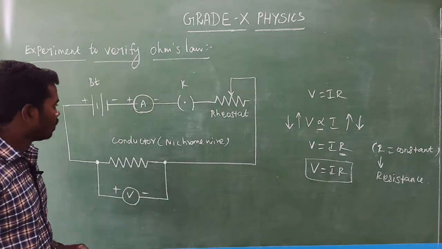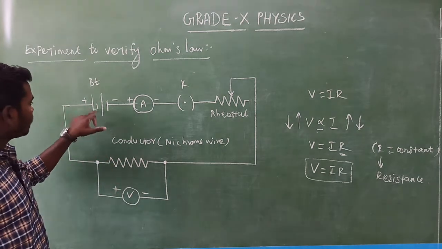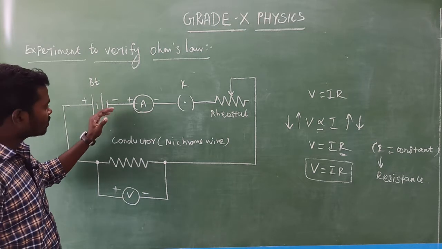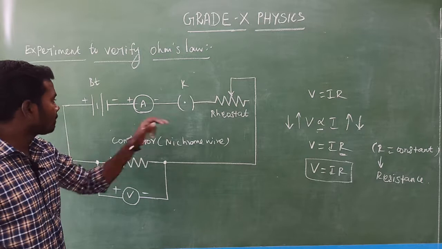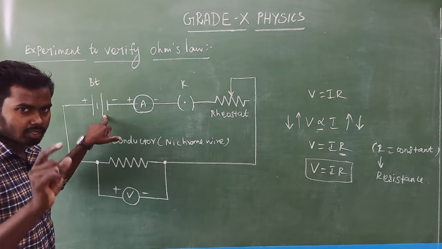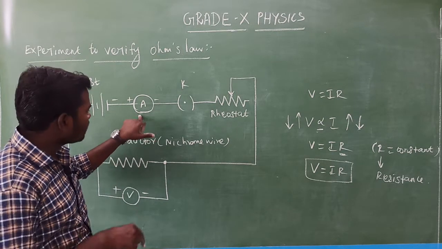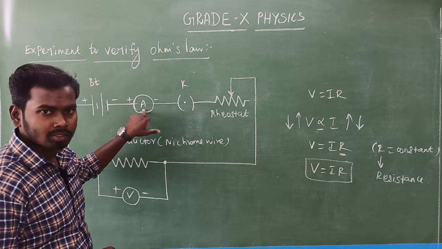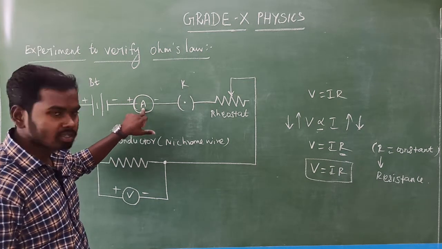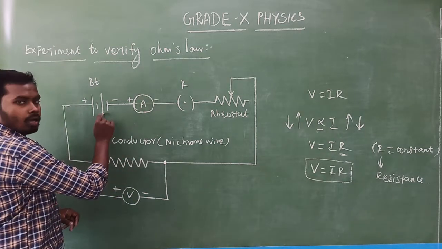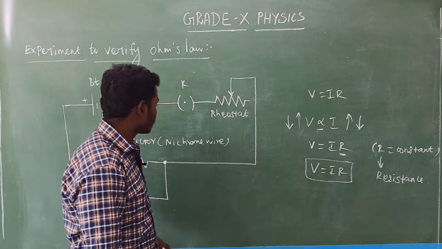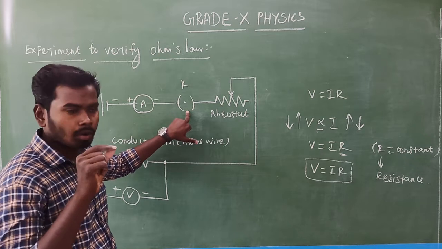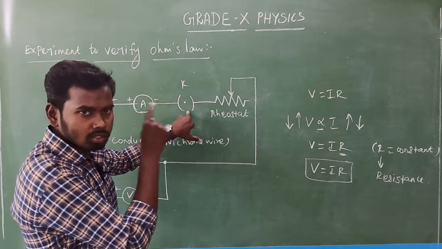Look here, this is the Ohm's law circuit diagram. This is the battery, with the positive terminal and negative terminal of the battery. Then here is the ammeter. This ammeter is connected in series to the power source, which means the potential difference. Why is the ammeter connected in series? Because the ammeter has low resistance. That is the reason why it is connected in series. The next one is the key, which is used to power on and power off the overall circuit.